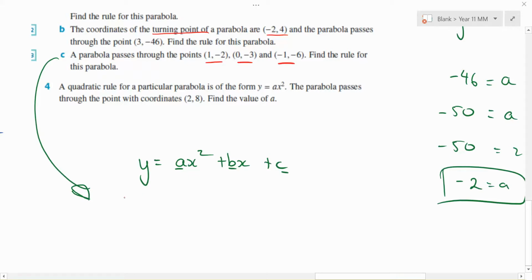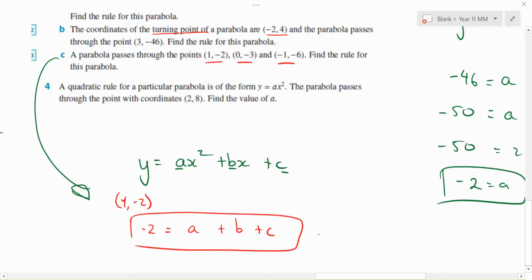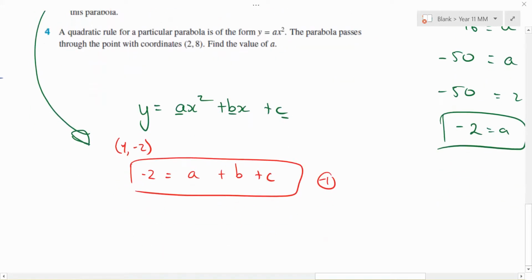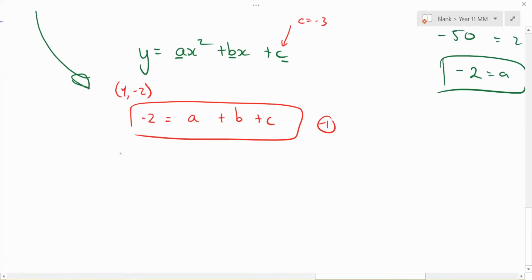So that means when x equals 1, then y is negative 2. So that's what I'm going to do, I'm going to sub it in. So it's negative 2 equals a times 1, which is a, plus b plus c. That's my first equation by subbing in 1, negative 2. The second equation is when x is 0, y is negative 3. But that's already implying that c equals negative 3. Again, how do I know? Same thing, 0, negative 3. Let's apply it. That becomes negative 3 equals a times 0, which is 0, plus b times 0, which is 0, and then you've got your plus c. So c equals negative 3.